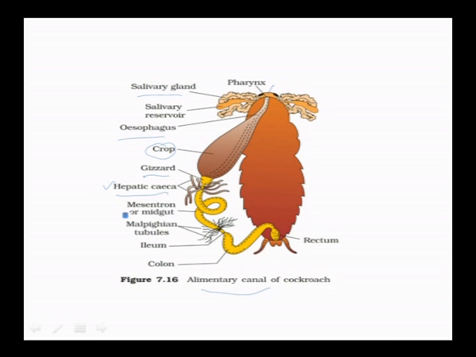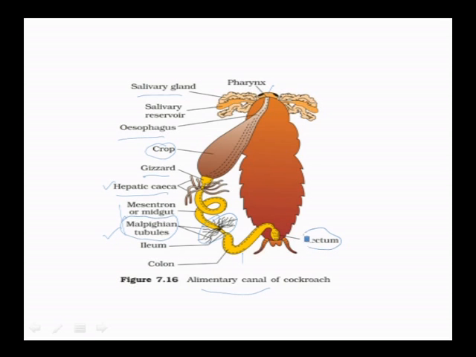Below the hepatic caeca is the midgut, and the posterior part is called the hindgut. In the midgut region, or mesenteron, completion of digestion and absorption of food materials takes place. Below the midgut, there are a few yellow colored thin hair-like structures called the Malpighian tubules. Importantly, these Malpighian tubules are the excretory structures, which help in the elimination of nitrogenous waste from the body. They are the actual excretory structures of the cockroach.